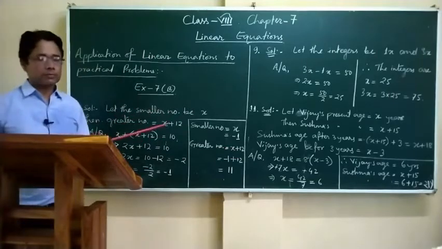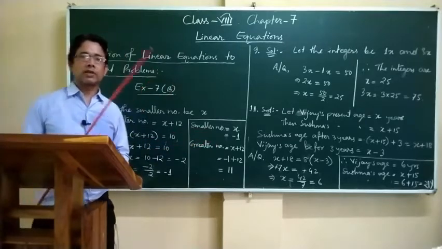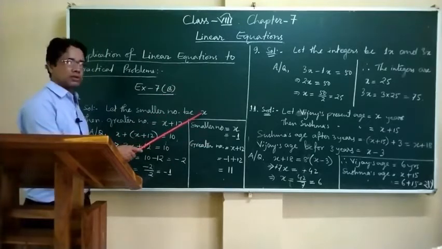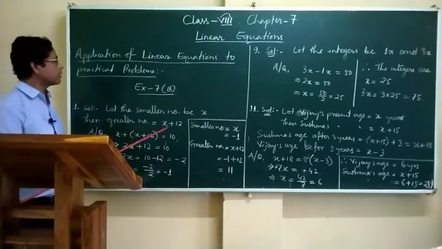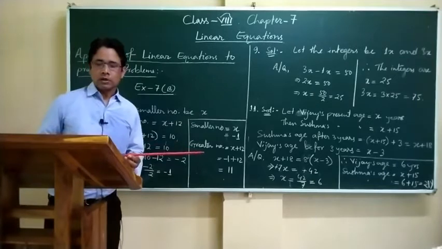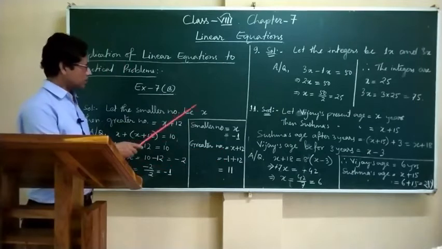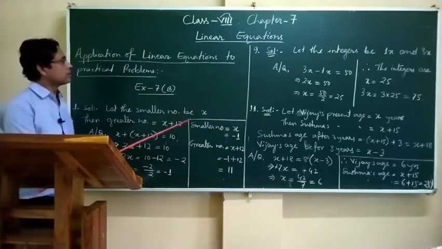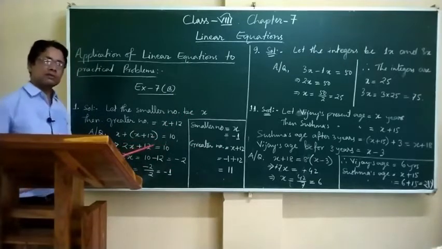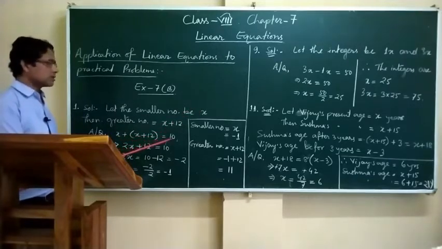Then, what is the greater number? The greater number is 12 more than the smaller. It means whatever be the smaller number is, the greater number is 12 more than this. That means the greater number will be x plus 12. Then according to the question, the sum of the two numbers is 10. Which two numbers? The smaller and the greater. The sum of these two numbers is 10. So we'll form a linear equation in x like this. That is smaller number plus the greater number equals 10.